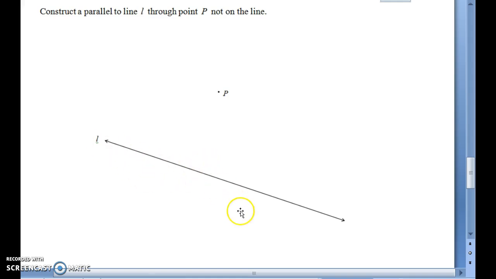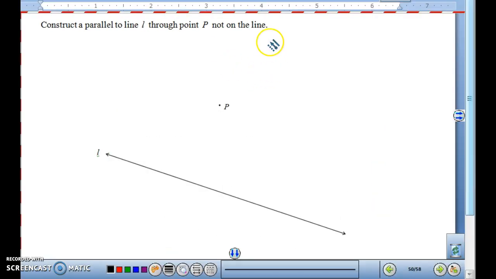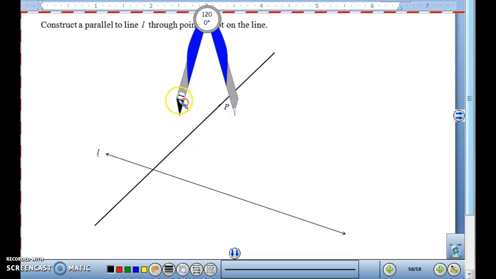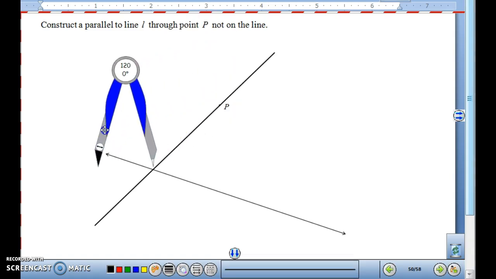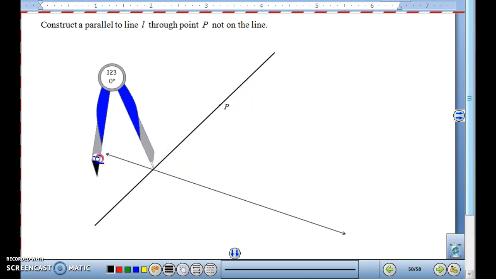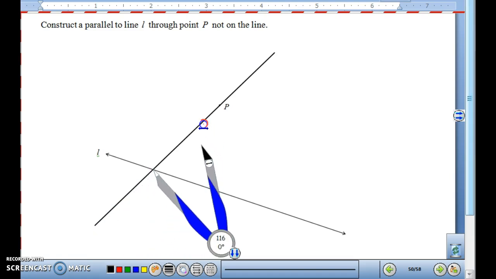So if I want to construct a parallel line, I need a transversal. So the first thing I'm going to do is draw myself a transversal. Use your ruler, draw a transversal that goes through P. Make it long. Now, we're going to use the fact that corresponding angles are congruent in order to draw the parallel line. So, if corresponding angles are congruent, lines are parallel. So I'm going to copy this angle up here. So take my compass, copy the angle.